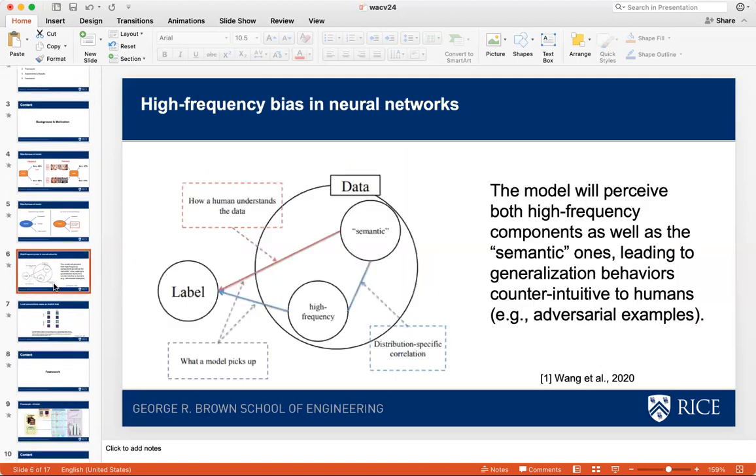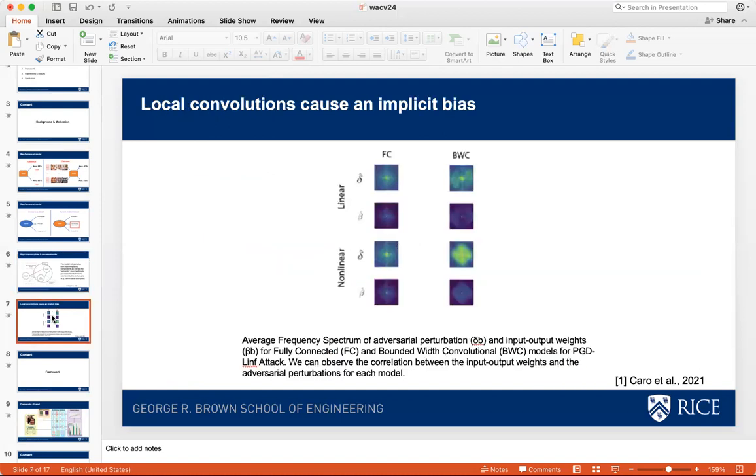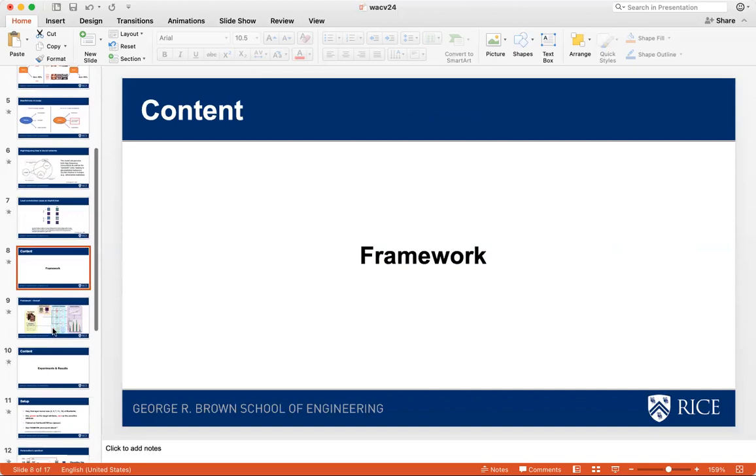And from the other angle, we know that there are high-frequency biases in neural networks. The model will perceive both high-frequency components as well as the semantic ones, leading to some generalization behaviors counterintuitive to humans. That is because when a model is making a decision, it picks up both high-frequency information and semantic information, while humans only pick up the semantic information, ignoring the high-frequency information because it's too hard for people to tell them. And in the previous work by Caro et al. in 2021, they found that local convolutions can cause an implicit bias, especially for those models with a smaller convolutional kernel size, which more easily focus on the high frequency part of the image. And next, I will introduce our framework.